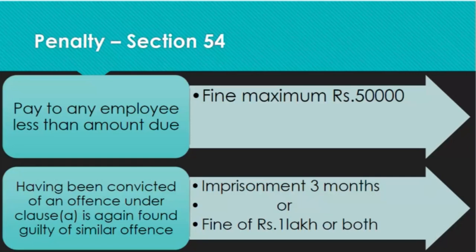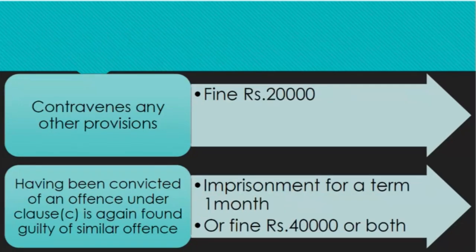Penalty under section 54, it is a fine of 50,000, and if there is any offense that requires imprisonment, there is a 3 months imprisonment or 1 lakh fine or both. Okay. So first case, you have to pay a fine of 50,000. In second case, there is an imprisonment of 3 months and a fine of 1 lakh. This is the penalty for the employer.